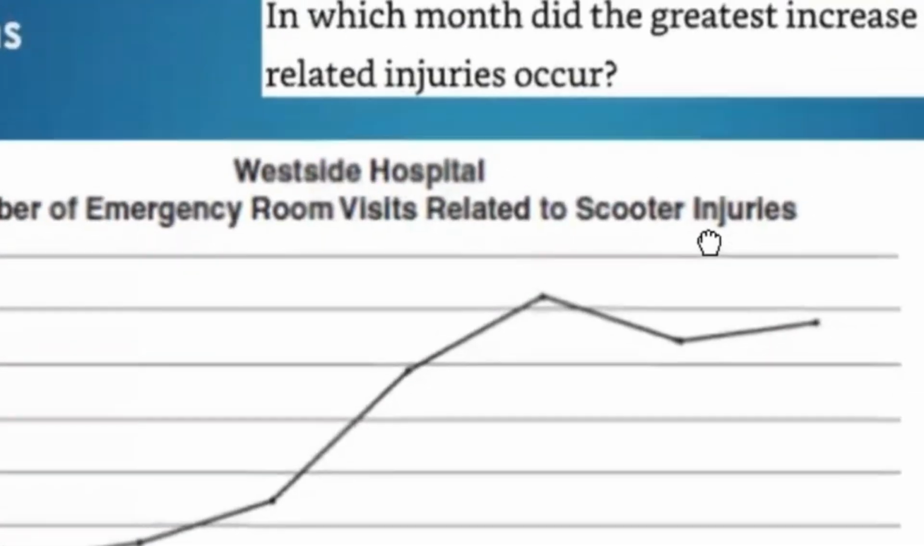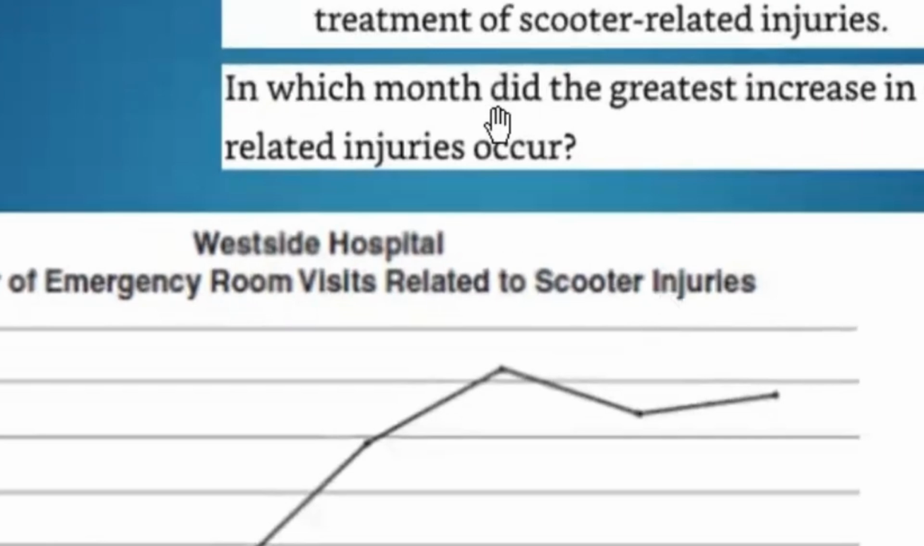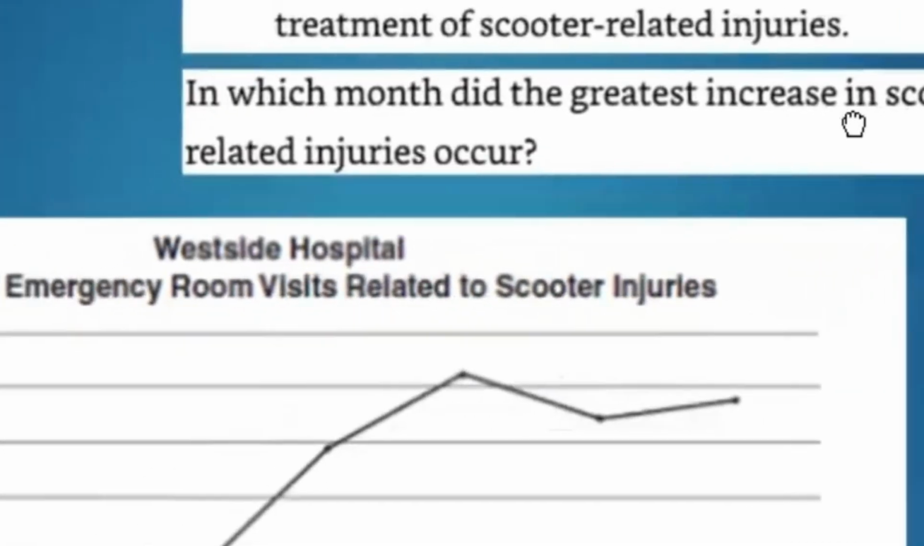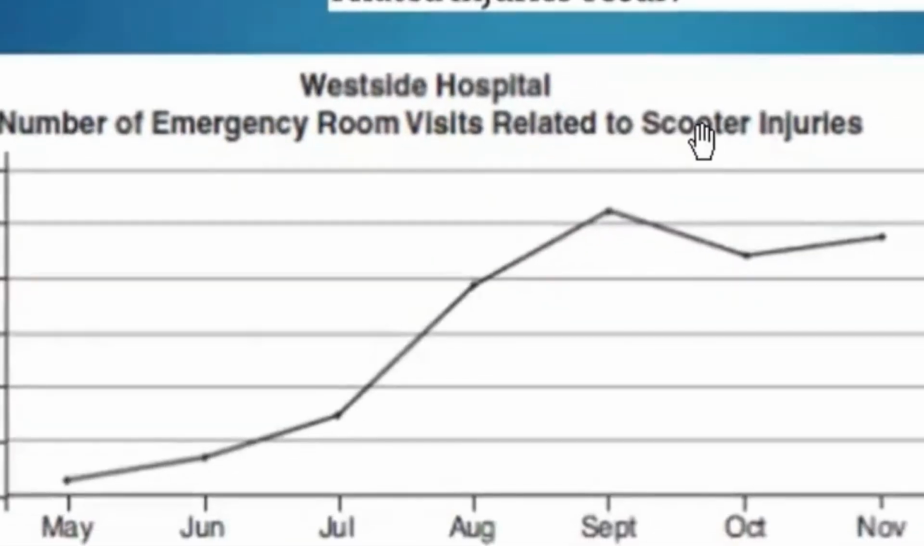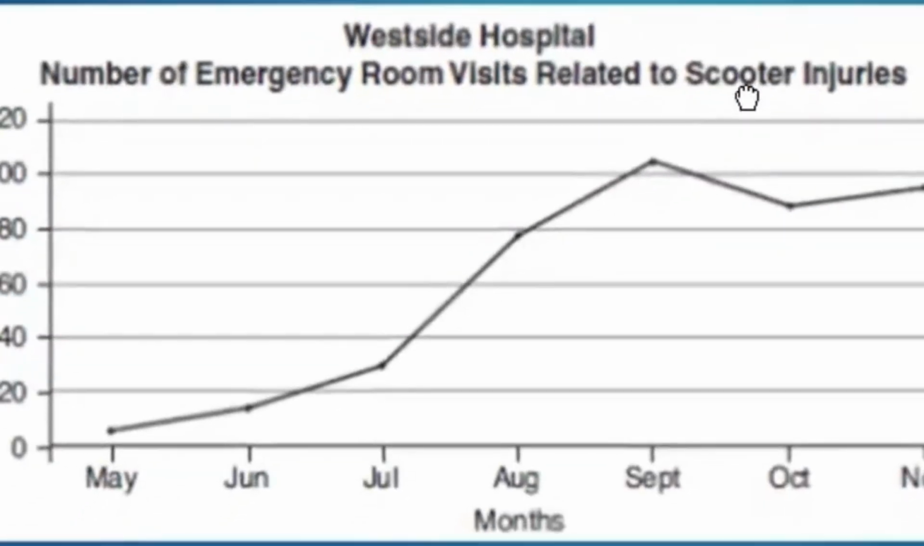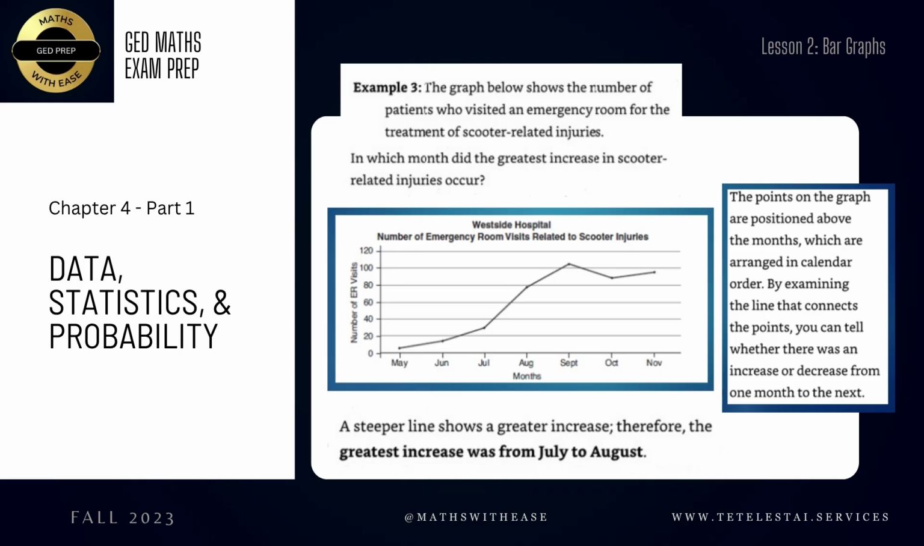And so again, we're asked, in which month did the greatest increase in the scooter-related injuries occur? And again, if you remember what I told you about the word increase, it means that we're moving from one initial value that's lower to the next value that's a lot larger, right?